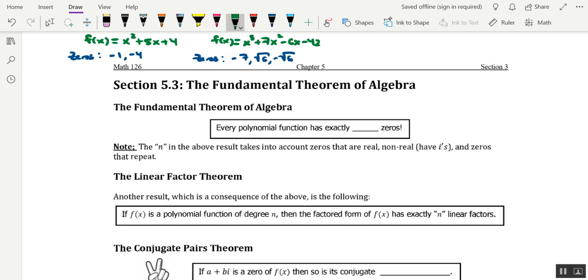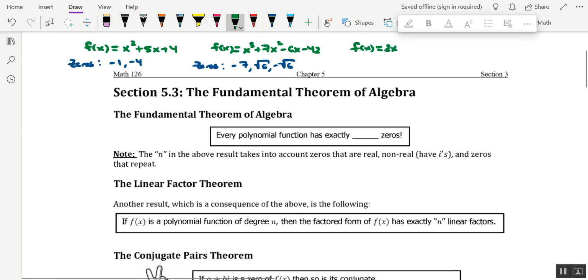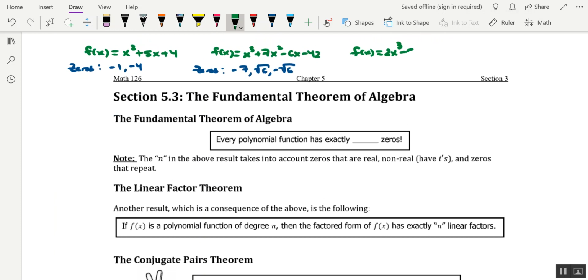Another polynomial function that I want to include is another degree 3 one. This time it's going to be 2x cubed minus 5x squared minus 4x plus 12. And I'll go ahead and provide its zeros. Its zeros are 2, and 2 again, and -3 over 2.